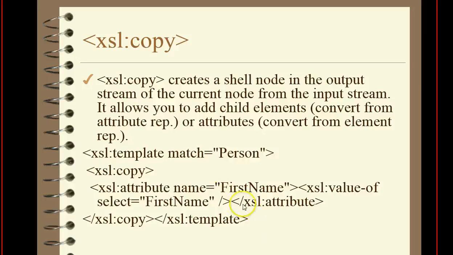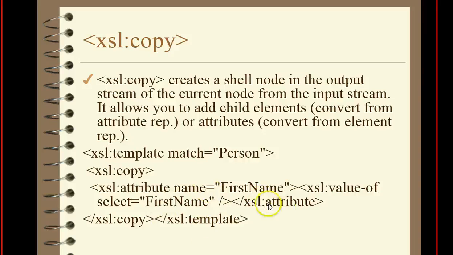So when I say xsl:template match person, xsl:copy, xsl:attribute name first name, value select first name, what this does is take the XML format where first name is an element, and now it's creating an attribute instead. The copy just creates a shell. So it will create a person node in the output, but it will now have a first name attribute rather than a first name element as a child element. Okay, so this is how I changed the structure from an element to an attribute form.